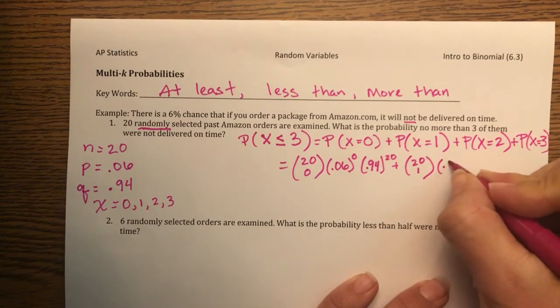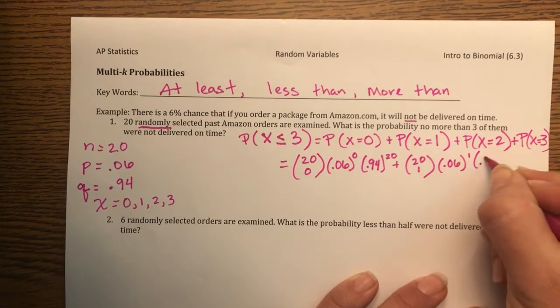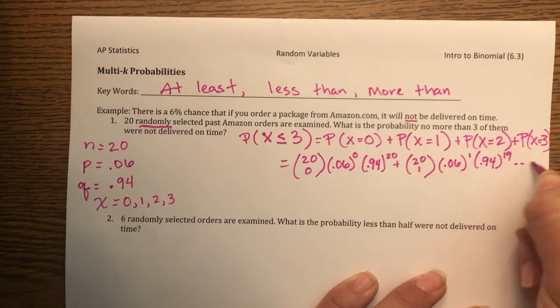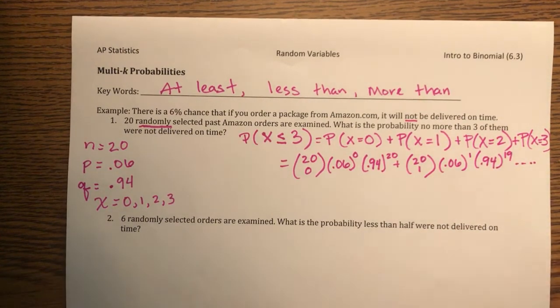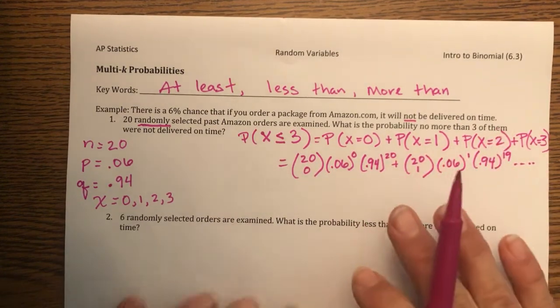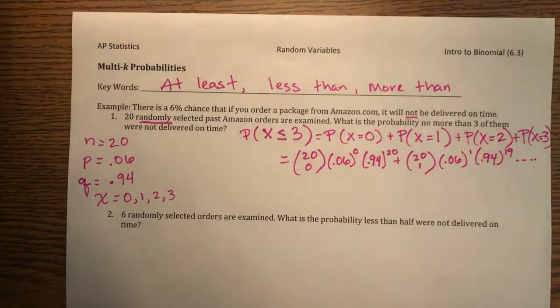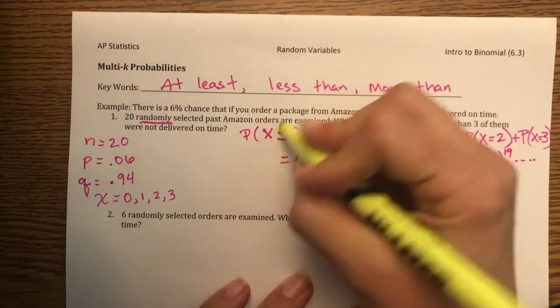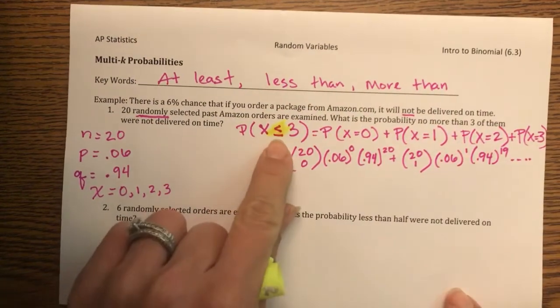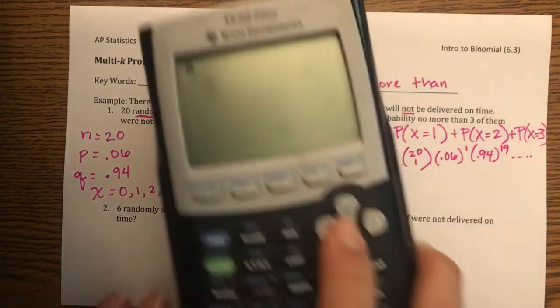So what can we do? Well, thankfully, our calculators are so smart that they can calculate this for us. So our calculators can examine this probability that X is less than or equal to 3. But it's very important that it is set up this certain way where you have this less than or equal to sign. Otherwise, your calculator's not going to be able to calculate this answer correctly. So you need to see that sign if you're going to use your calculator. So now we're going to go to our calculators.